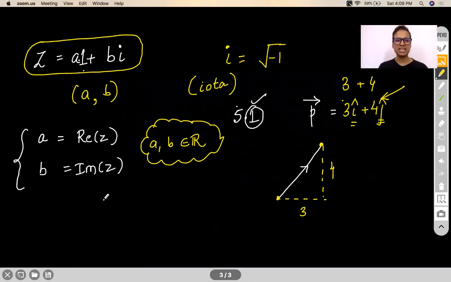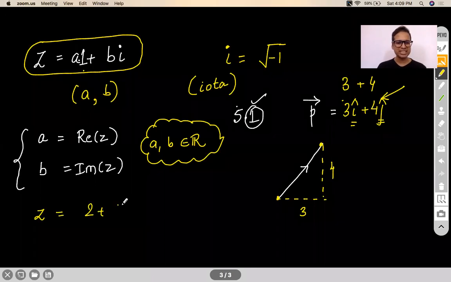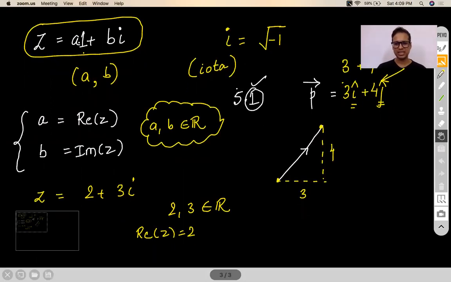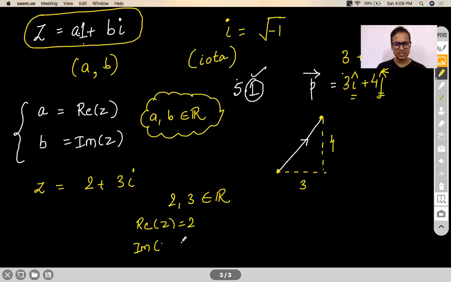Now that KVPY has done away with the interview, but if, let's say, you are appearing for a KVPY interview, such wrong choice of words will give you a negative in your points. Is this fine? So A is the real part, B is the imaginary part. Both A and B are actually real numbers. Let's take an example of 2 plus 3i. 2 and 3 both are real numbers, but we'll say real part is 2, imaginary part is 3. Don't use 3i. 3 is the imaginary part. So please be careful about the use of your terms.